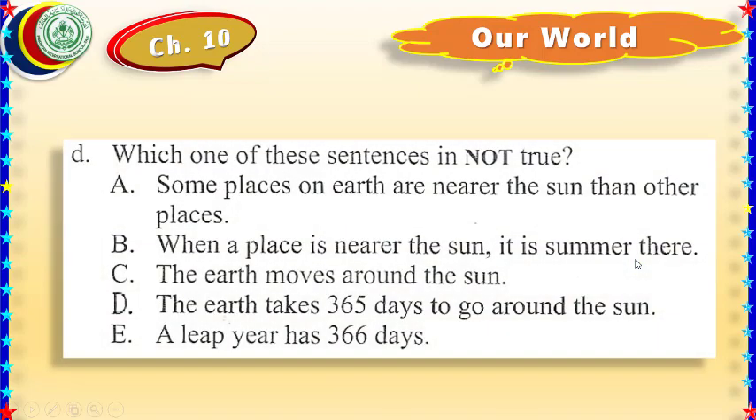Dear students, in this question we are set to find out the sentence which is not true. The earth takes 365 days to go around the sun. This is not true. It takes 365 whole 1/4. All others are true. This is the one we have selected as not true.